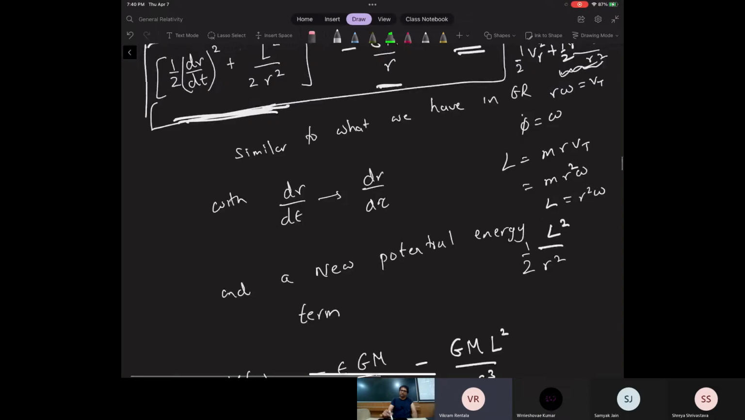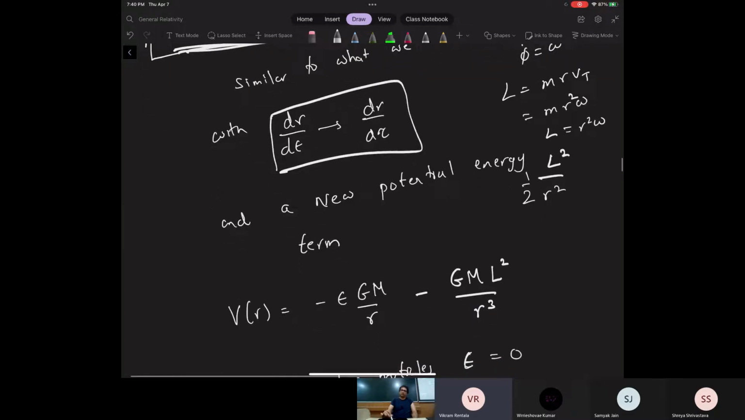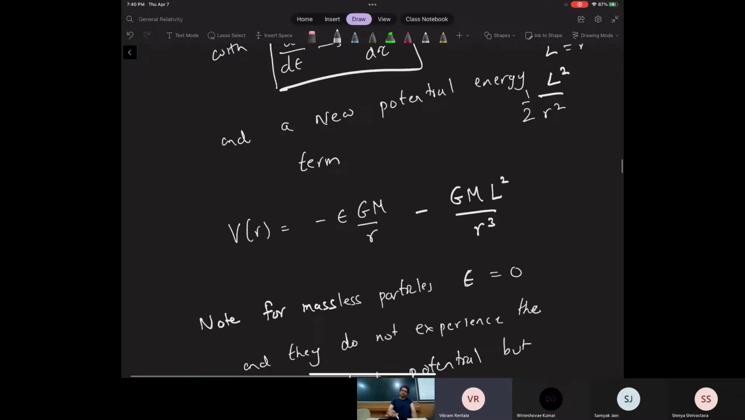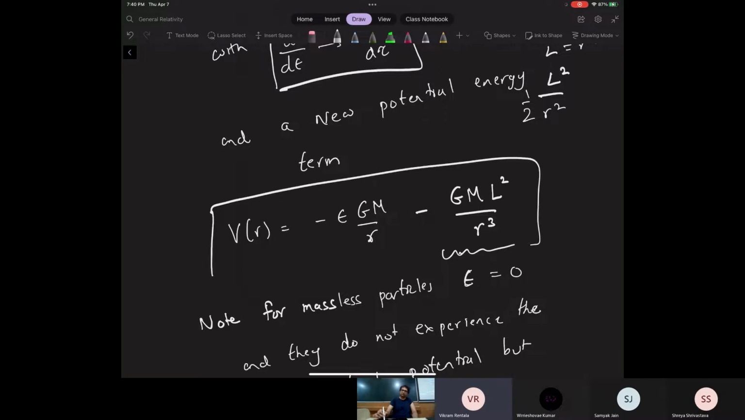So it's very similar to what we have in GR, except dr by dt is replaced by dr by d tau, and I'm using the affine parameter where lambda is equal to tau. And we have a new potential energy term. The new potential energy looks like this: minus epsilon GM by r minus this extra piece, GM L squared by r cubed.